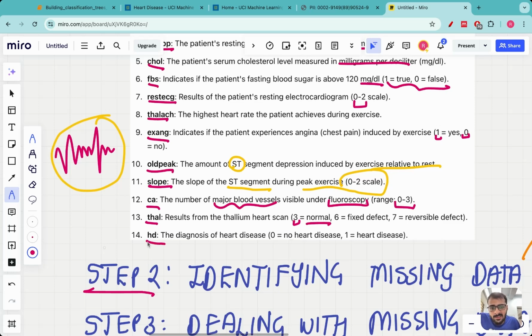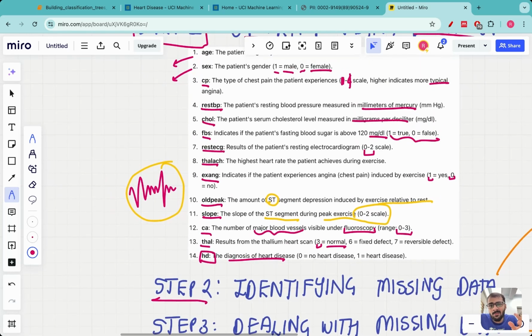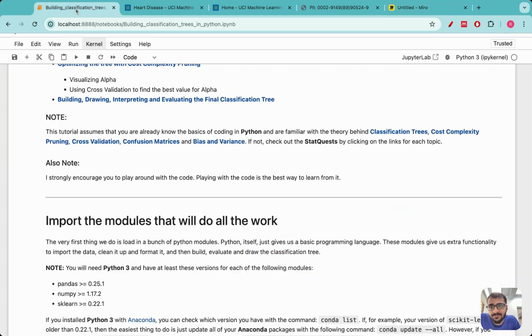And HD is the final variable. It's the diagnosis of the heart disease. So 0 means no heart disease is present, and 1 means heart disease is present. So this is the final target variable which we have. There are 13 variables which we have collected for every single patient, and the final goal is to predict whether that person will have a heart disease or not. This is the data set.